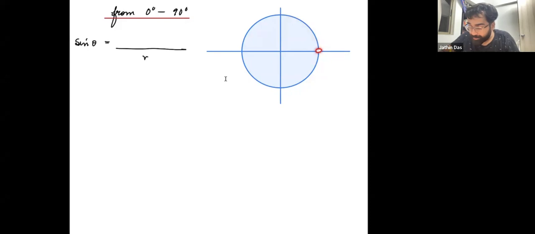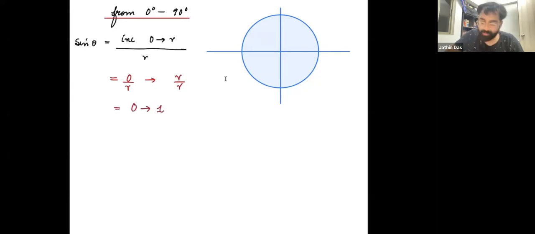Increasing. Initially, the perpendicular distance was 0. So it is increasing from 0 to r. Am I right? And don't you think it will take every value between 0 and r? Yes, obviously, because every point on the circle you can take. So it will be 0 to r, divided by r, that is 0 to 1. So between 0 and 90, sine is increasing between 0 and 1, all values. Means it is continuous, all values it's taking. That's why this definition is there. It satisfies all the conditions of sine. That's why we take this as the definition.